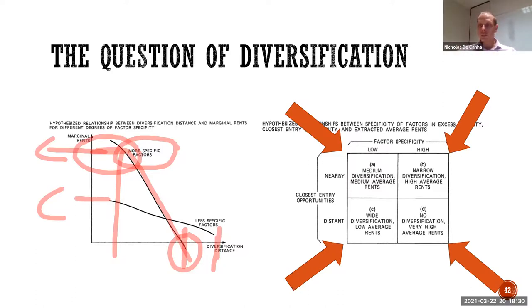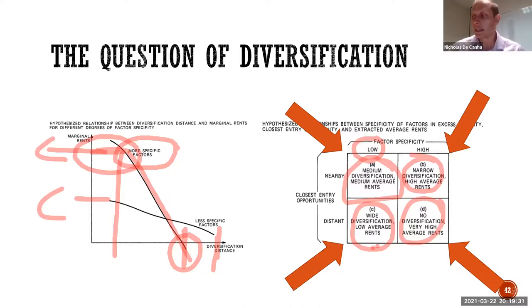Okay, so here we've got a 2x2, and I'm pushing on just because I want to get to the case study. Here you've got this idea that if I have low factor specificity, so remember those lows are kind of more imitable, so cash or something like that, and I am nearby, then what I end up with is medium diversification and average rents. If my factor is low and I go far, then I tend to have low rents. This is something that tends to not be done very much, this bottom section, particularly in developed markets. With highly specific factors, I tend to have narrow diversification and great rents. And what I can also do is go and say no diversification and very high rents.